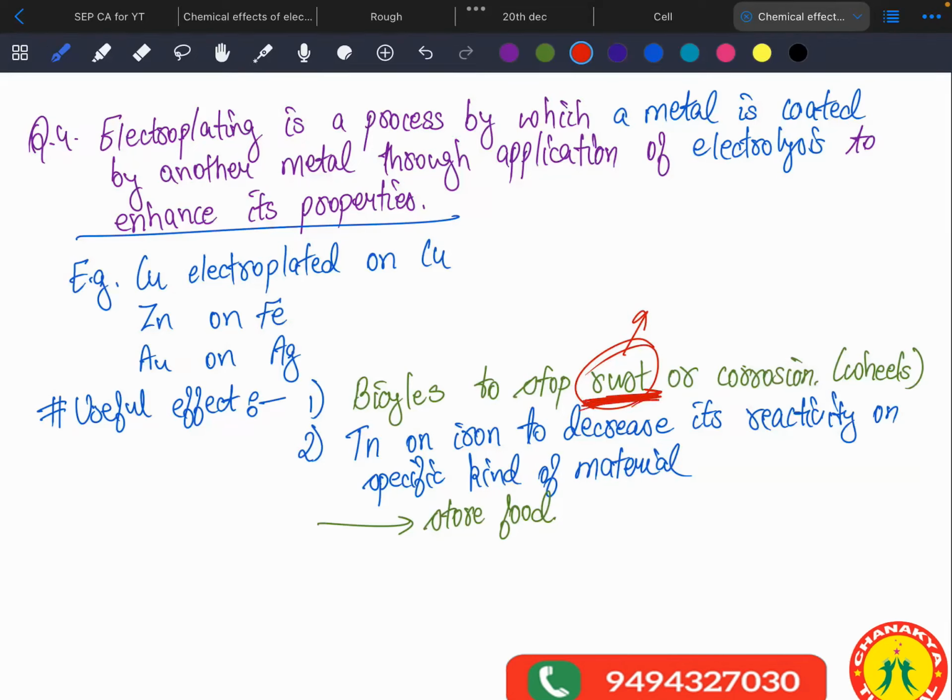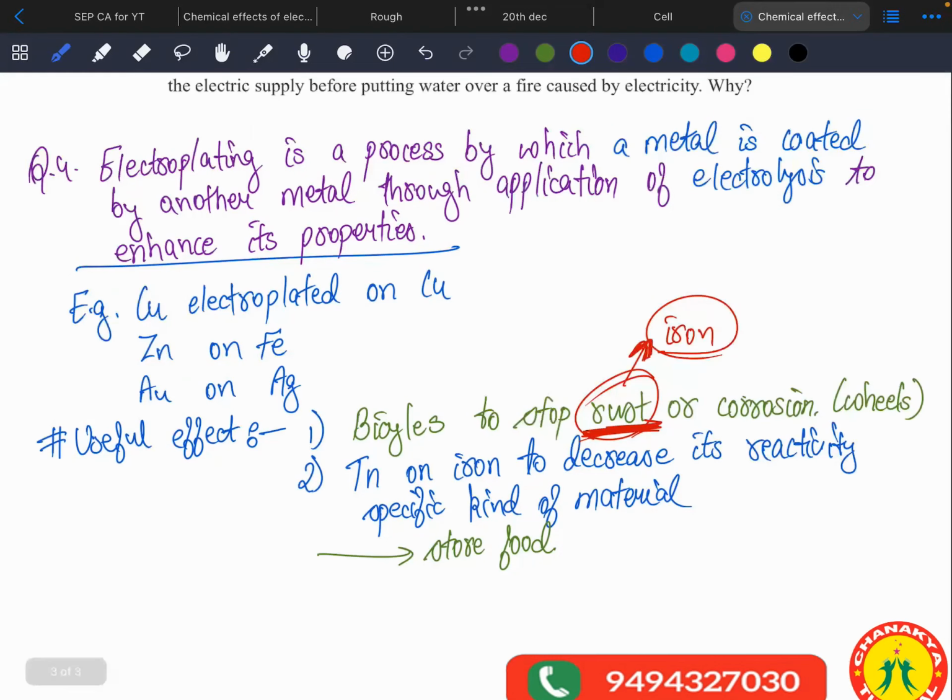So if it is going to rust, which material is used in the wheels? Can you tell? Sir, iron. Steel. Iron. Iron, correct. So iron is used. Fine.